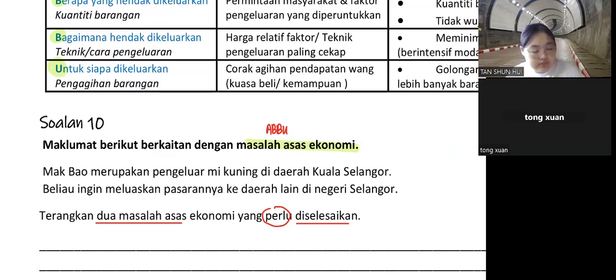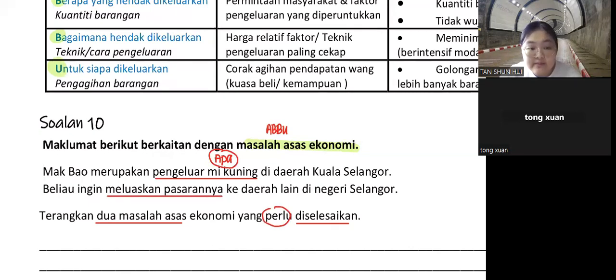So here they tell you, Makbao merupakan pengeluar mie kuning. Oh, they produce mie kuning. Mie kuning is the product. So we already solved the first problem, apa hendak dikeluarkan. And then they say, beliau ingin meluaskan pasarannya ke daerah lain di negeri selain. So originally she only sold in Kuala Selangor. Now she expands the business and sells in more places, which means they target more people.